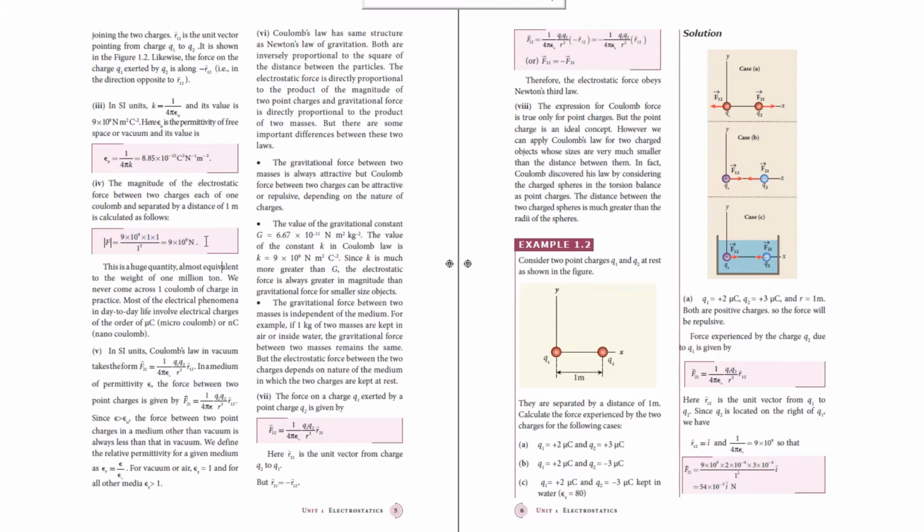9 into 10 raised to 9 Newton. So from this it is very clear that the magnitude of the electrostatic force between two charges of 1 coulomb separated by the distance of 1 meter is how much? 9 into 10 raised to 9 Newton, and it is of course a very huge quantity.